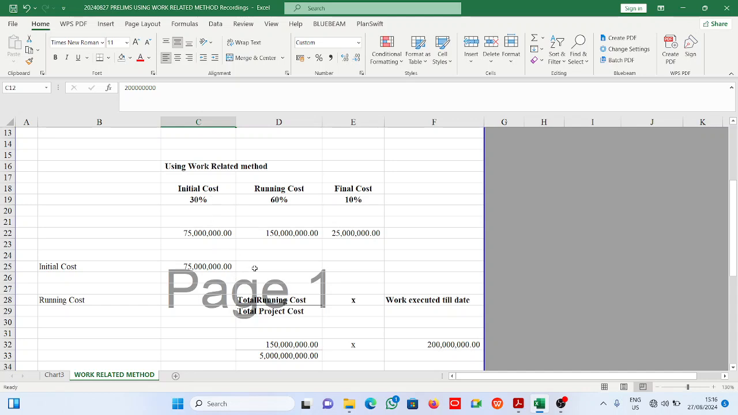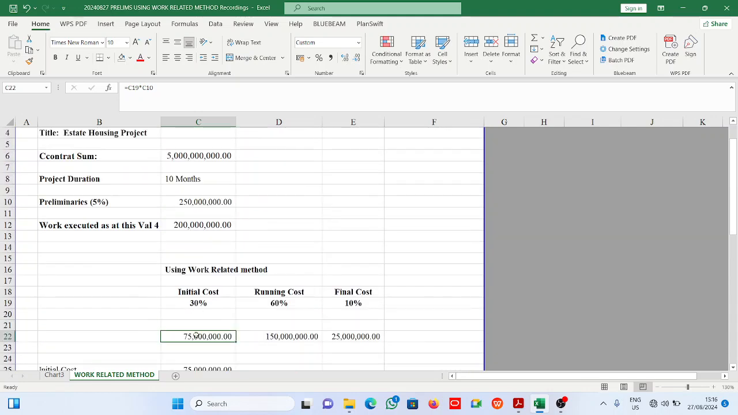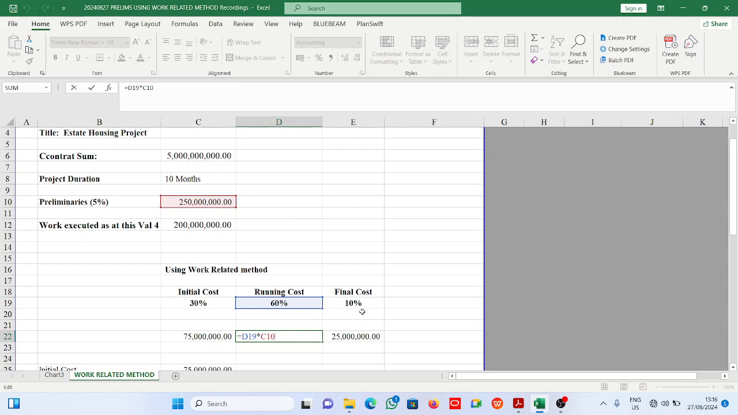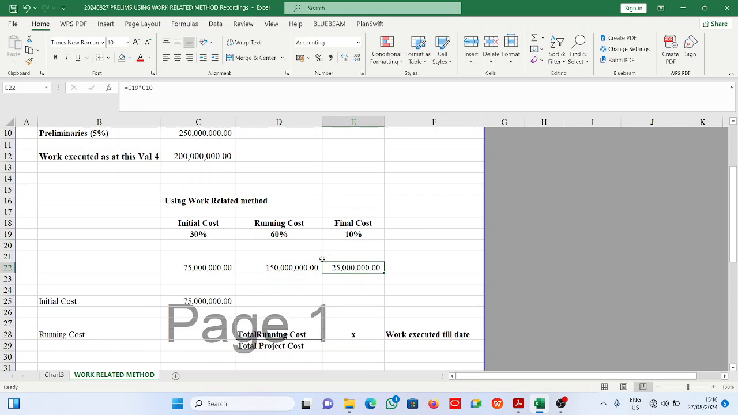All right, now in using the work related method, of course, the initial cost is 30% of the preliminary cost. The running cost is 60%, as we see here, and this is 10%. Now also, this is not a cast in stone rule, but it has to be agreed between parties to the contract. Another person can say this is 35, this is 60, this is 5, or this is 60, this is 30, and this is 10, as the case may be. However, whatever division has to be agreed by the parties to the contract.